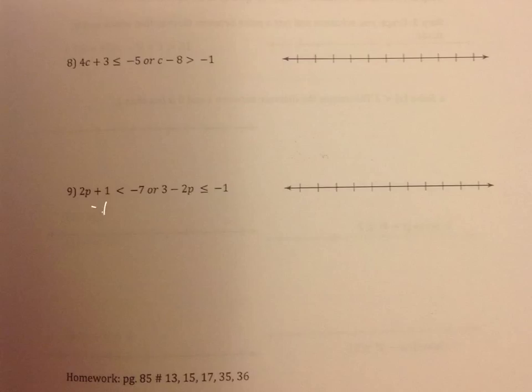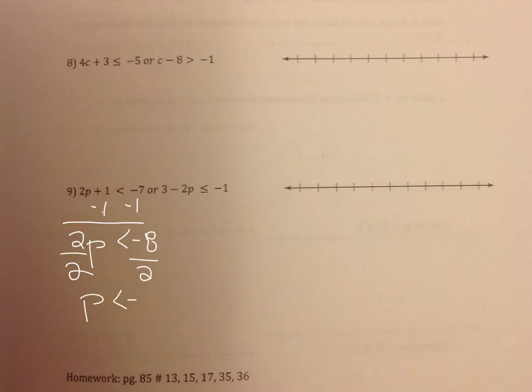We're going to subtract 1 from both sides. We have 2p is less than negative 8. Divide by the 2. So we have p is less than negative 4. For this side here, we're going to subtract 3 from both sides. Bring down the negative 2p. Divide both sides by a negative 2. Remember, when we divide by a negative, we need to flip the sign.